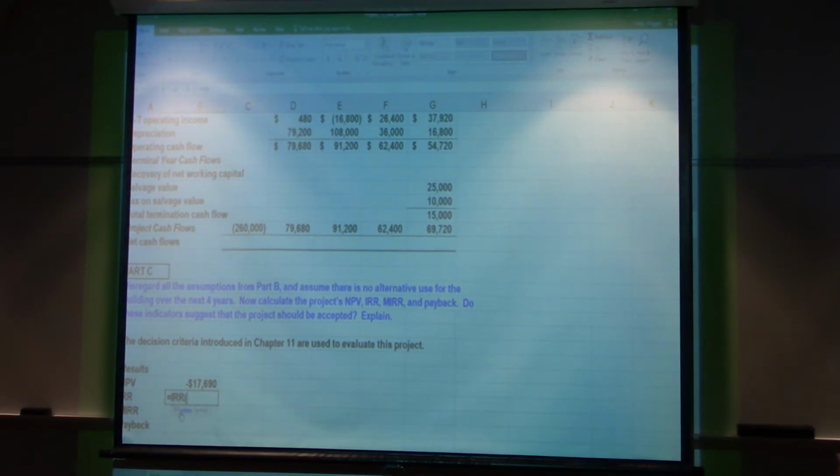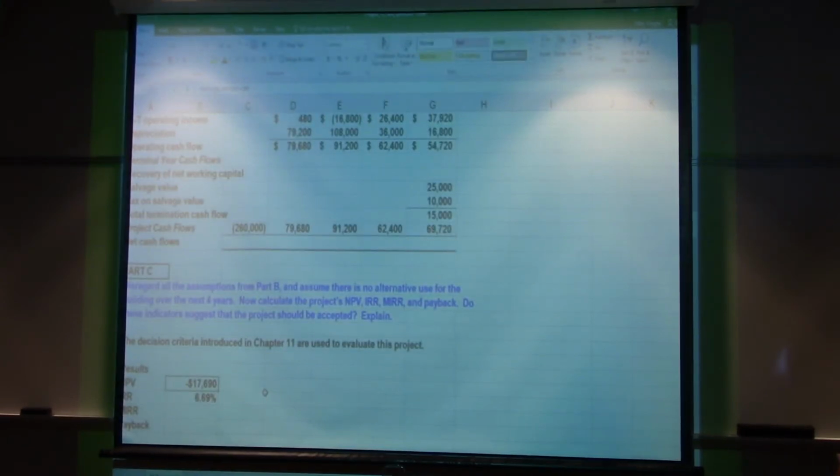The IRR starts from year 0. Can you go back to the NPV? Can you go quick? Then what did you guys get? What's the number you got?